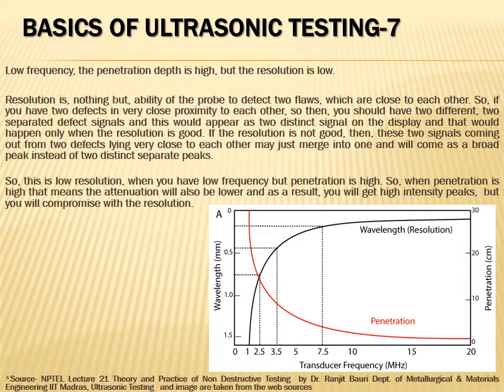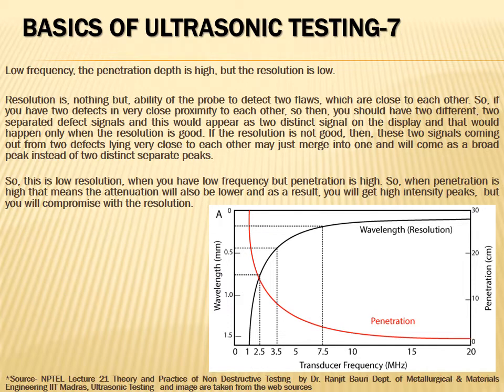In the last lecture, we talked about the EMAT, that is, the electromagnetic acoustic transducer, which is used when we do not want to use a couplant. Now we talk about the selection of frequency. That is the most important part.